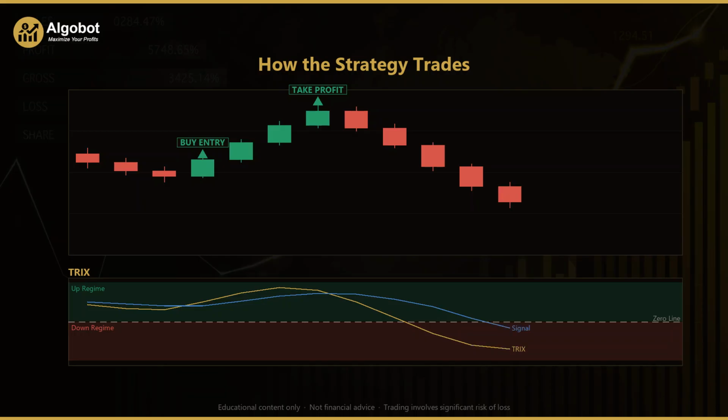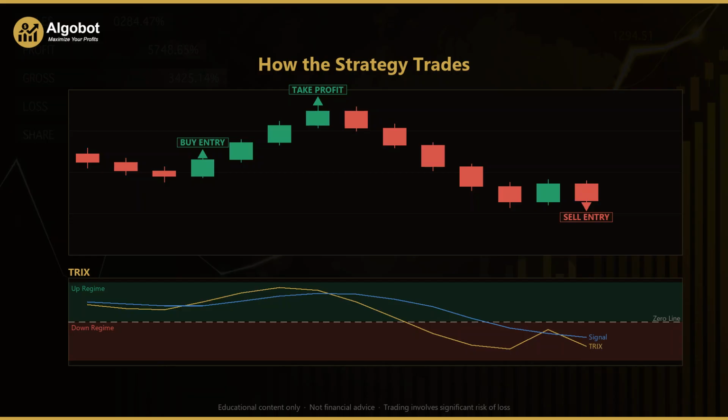Now the picture shifts. Around the 8th candle, price stalls and prints a lower close. And in the panel, TRIX rolls over and dips beneath its signal. But look carefully. TRIX is still above 0 at this point, so this downward cross does not qualify as a short. The strategy stays flat and waits for the regime itself to change. This is the 0 line gate quietly doing its job, filtering out a signal that would fight the prevailing direction.